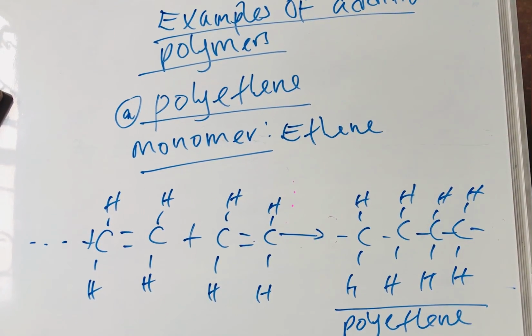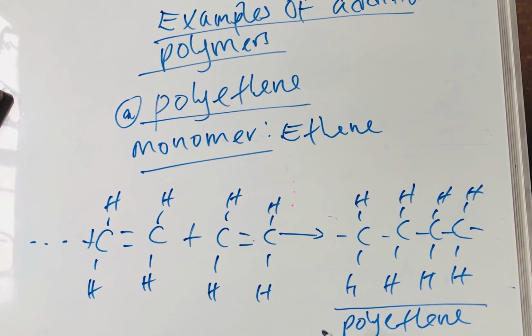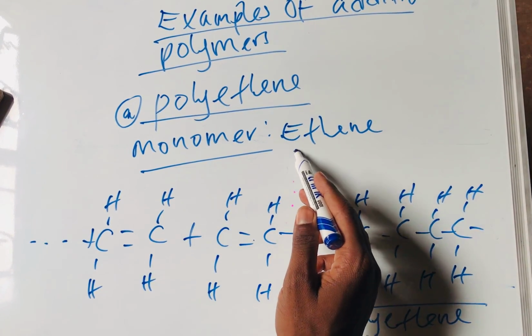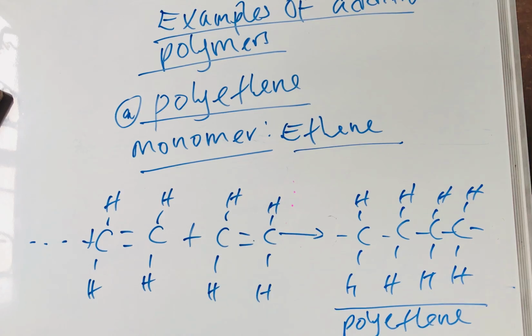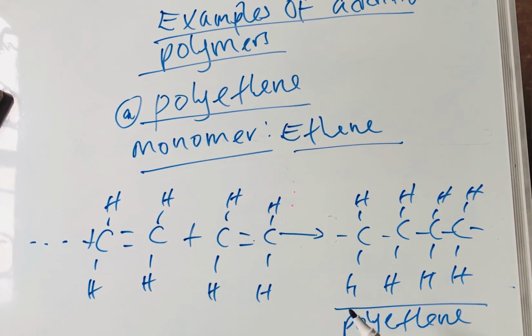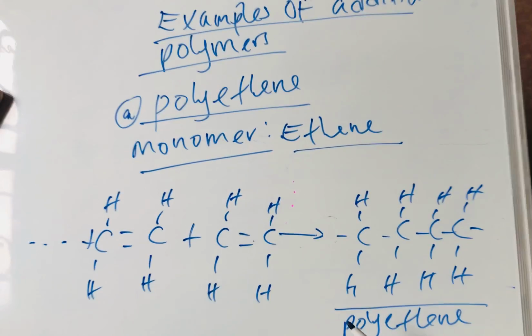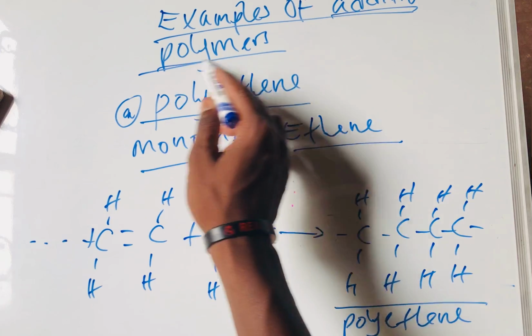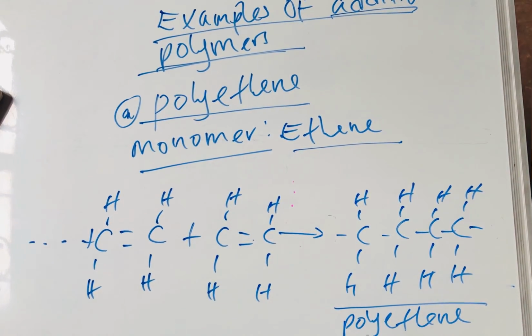So in the exam, they ask you to name the compound. You are going to say the compound is polyethylene. What is the name of the monomer? The name of the monomer is ethene. By what process is this polymer formed? Addition polymerization. We are looking at addition polymers.